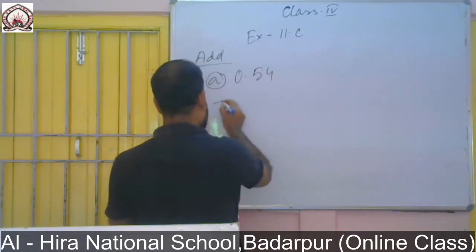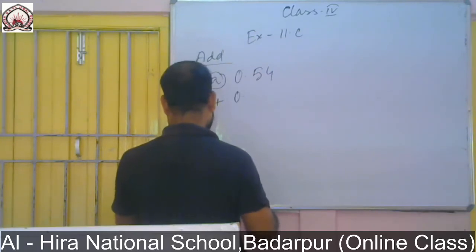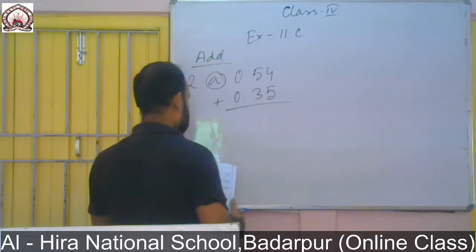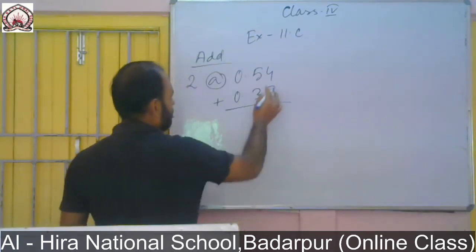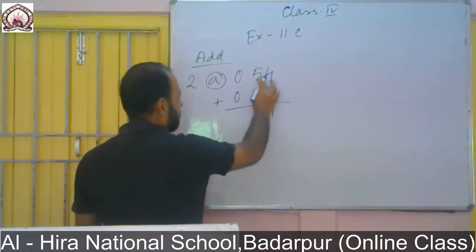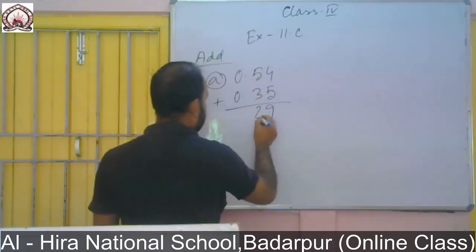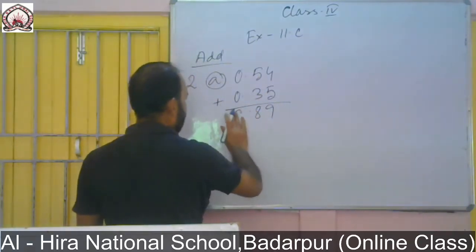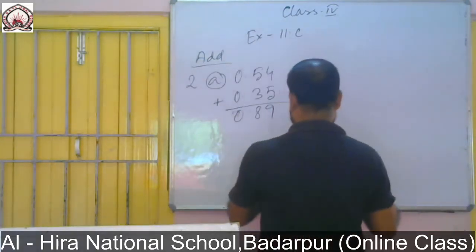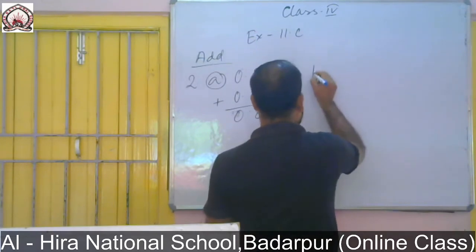0.54 plus 0.35. So 5 plus 4 is equal to 9, and 3 plus 5 is equal to 8. Answer is 0.89. Next question number B.